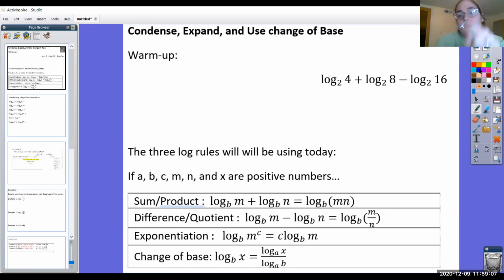So the warm-up is right here, log base 2 of 4 plus log base 2 of 8 minus log base 2 of 16. Go ahead, pause the video, give it a try.